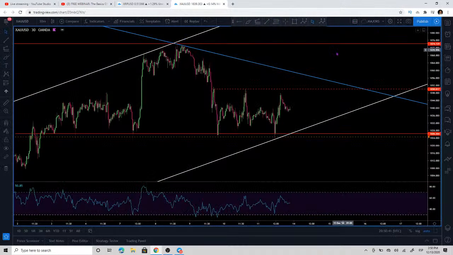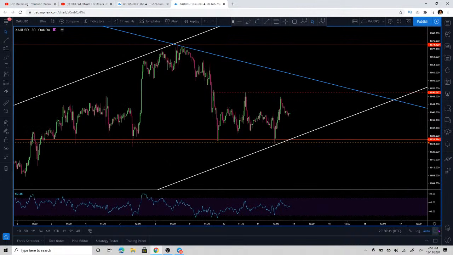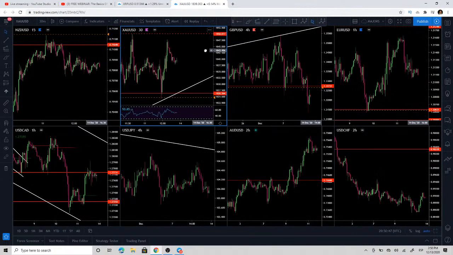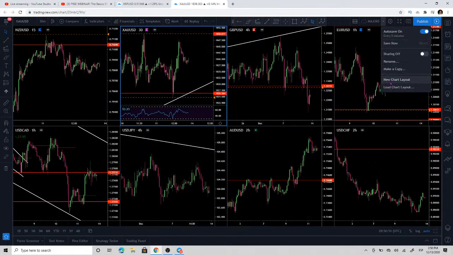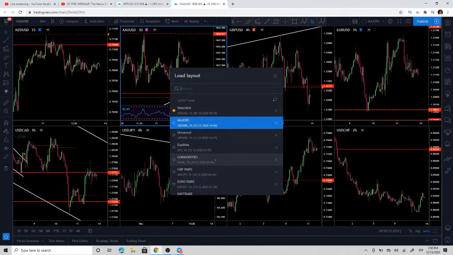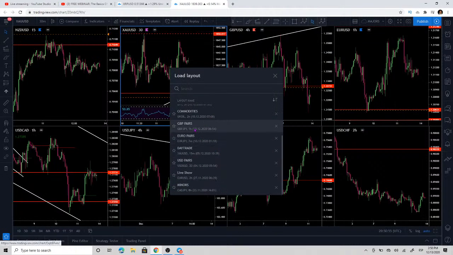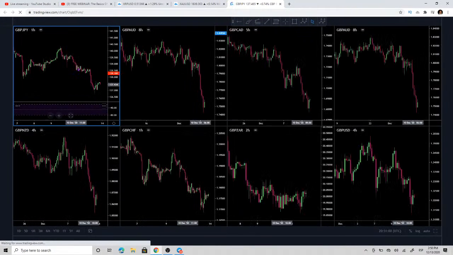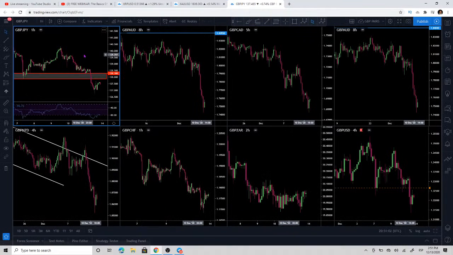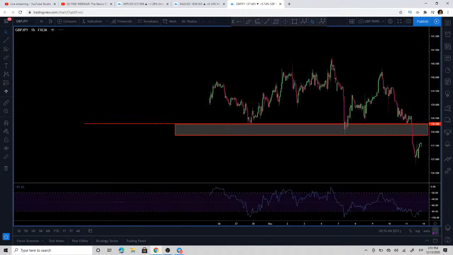Now let's see if we have any questions. Nope, everything is good. Let's continue, shall we? So we were saying that you want me to look at the pound yen. Let's have a look at the pound yen, GBP pairs. Pound yen right here. Cool.